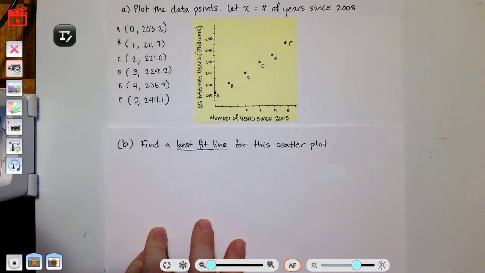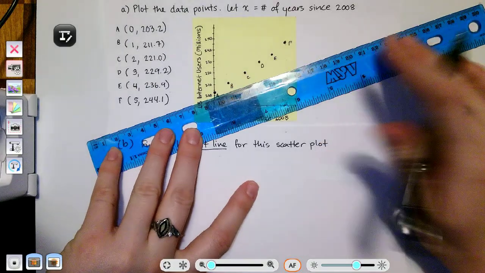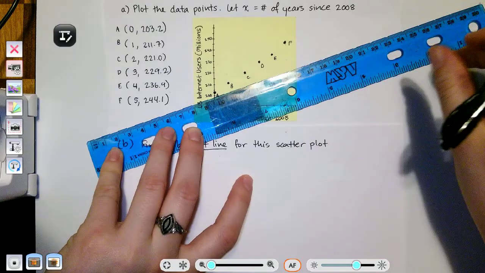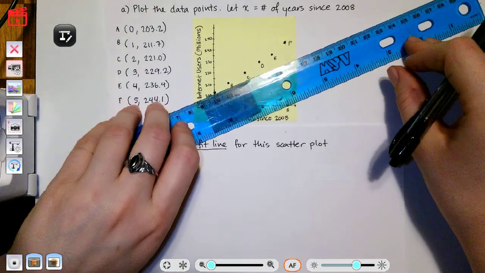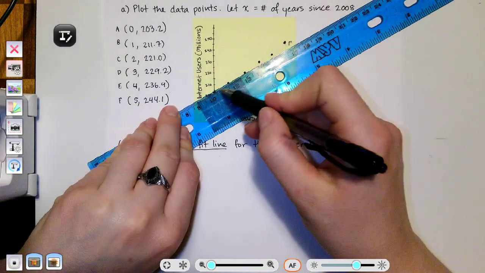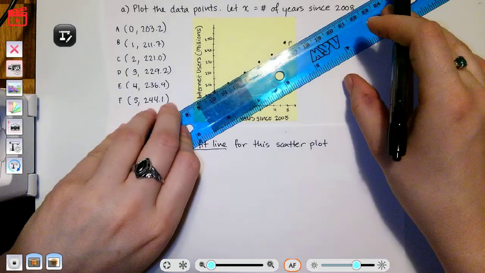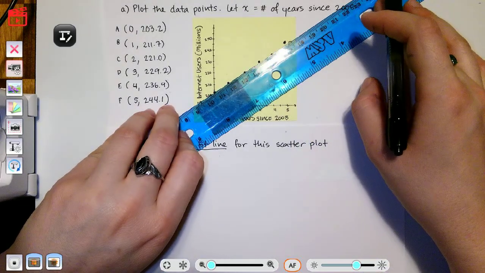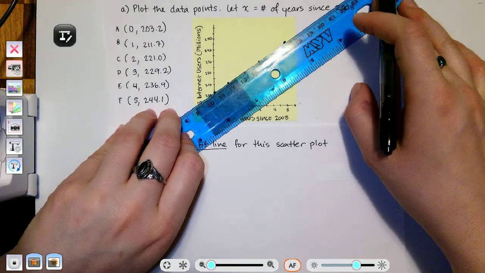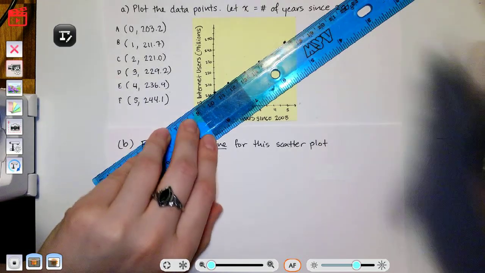Let me grab my ruler, pull it out again. If I tried to draw a line like this and went whoosh, that's not a best fit line. It's hardly touching any of the points. If I went ahead with my ruler like this, it hits through those 2 points, but it doesn't really hit the rest of them. So I'm going to see if I can get it about in the middle of all the points. That looks good. Let's go ahead with that.